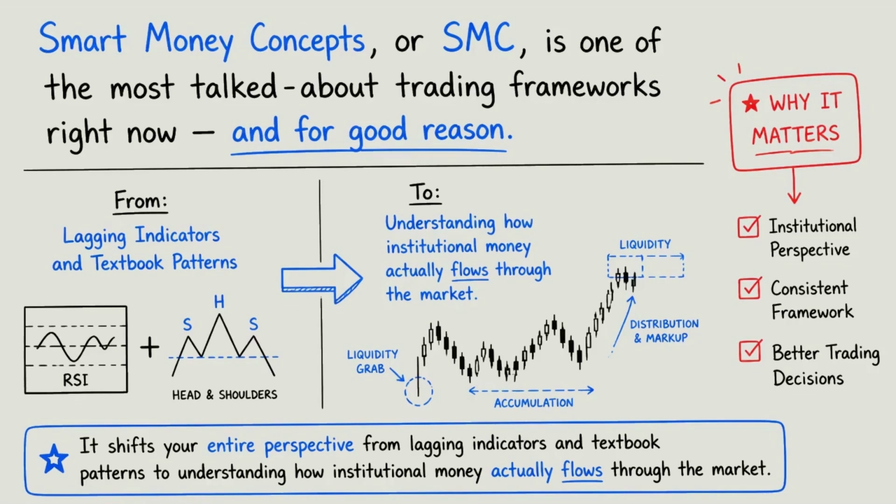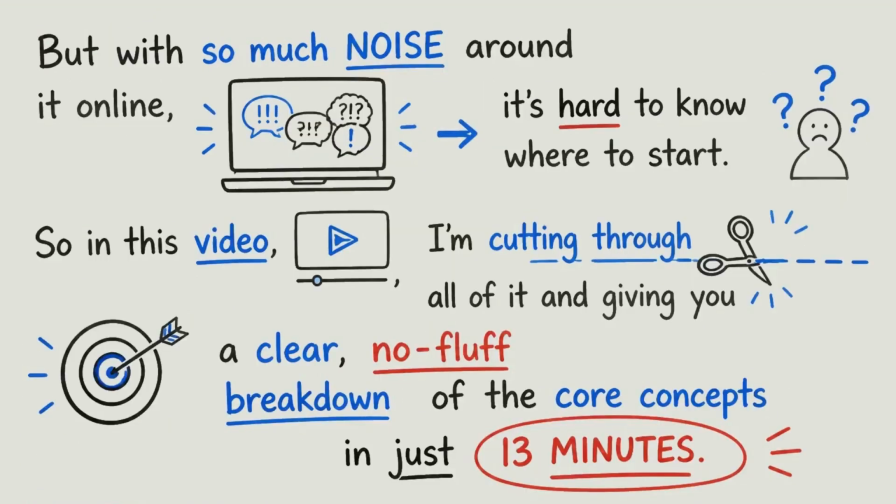Smart Money Concepts, or SMC, is one of the most talked about trading frameworks right now, and for good reason. It shifts your entire perspective from lagging indicators and textbook patterns to understanding how institutional money actually flows through the market. But with so much noise around it online, it's hard to know where to start. So in this video, I'm cutting through all of it and giving you a clear, no-fluff breakdown of the core concepts in just 13 minutes.